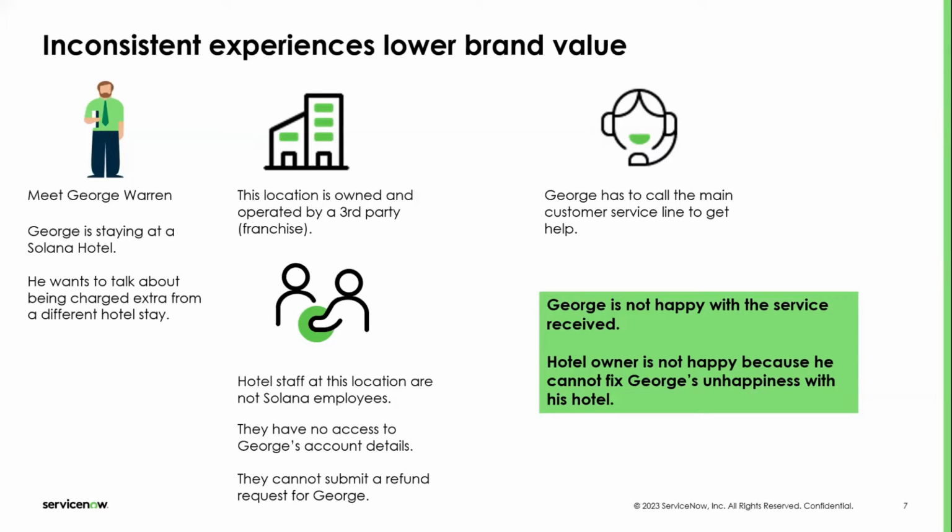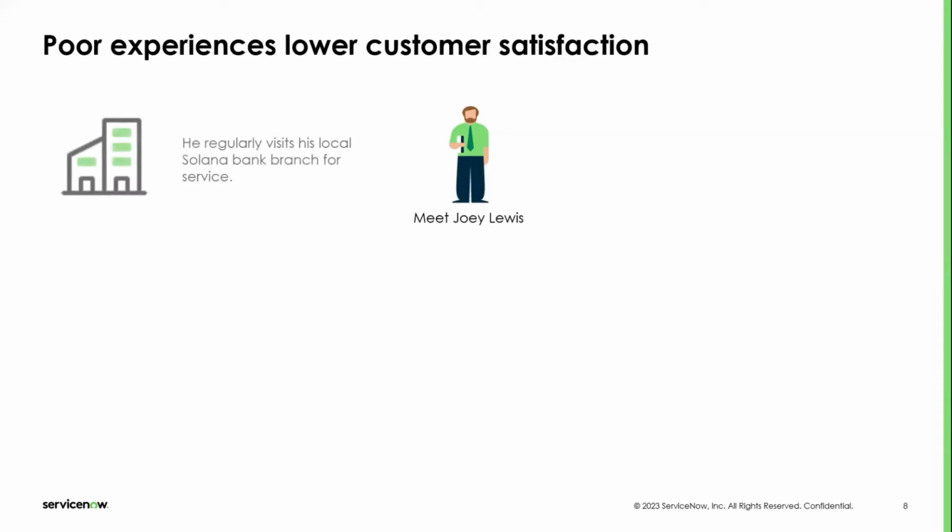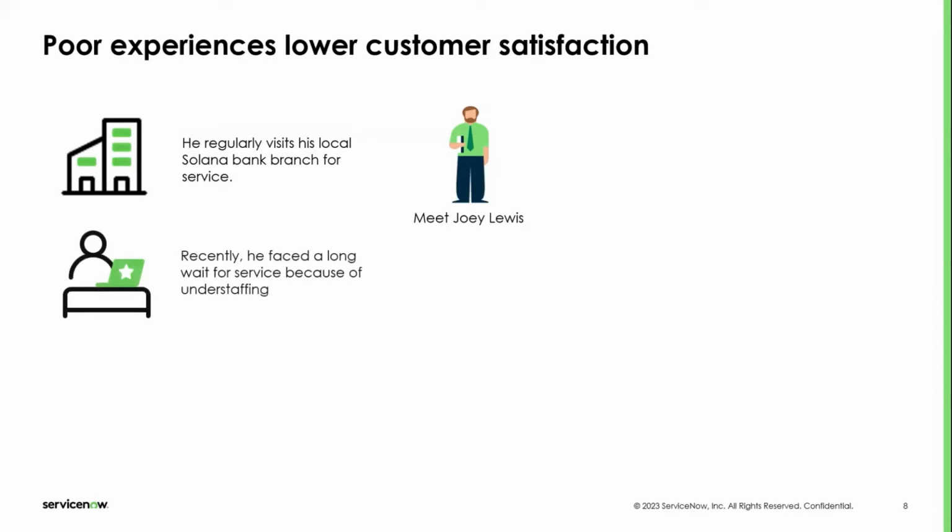Okay, now you can say, hey, this is a third party owned location, but if it were my own store or office or whatever, I'd do a better job. And so let's take another story. We'll talk about Joey. Joey goes to Solana. Again, this time Solana is, wow, a big conglomerate. They have a bank branch too. So he goes to the local bank branch for service. He goes there regularly. It's close by to his house.